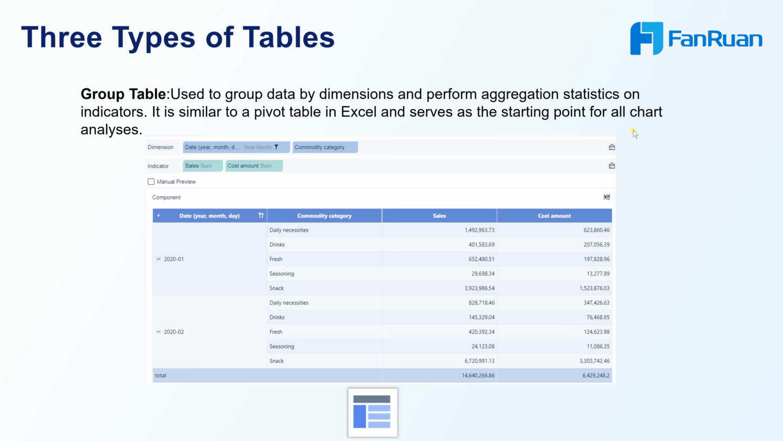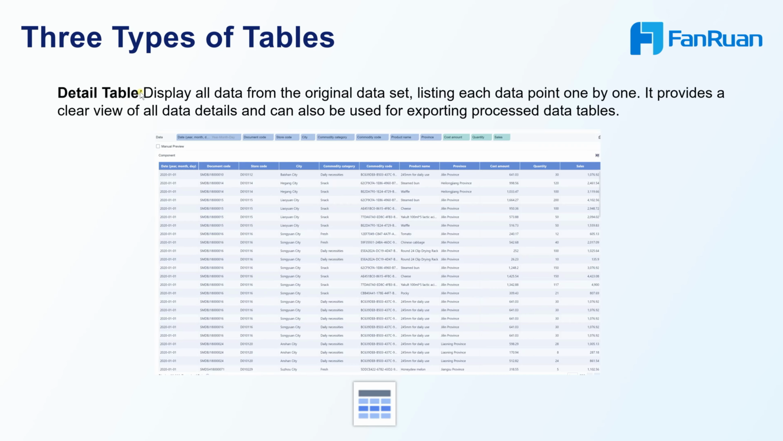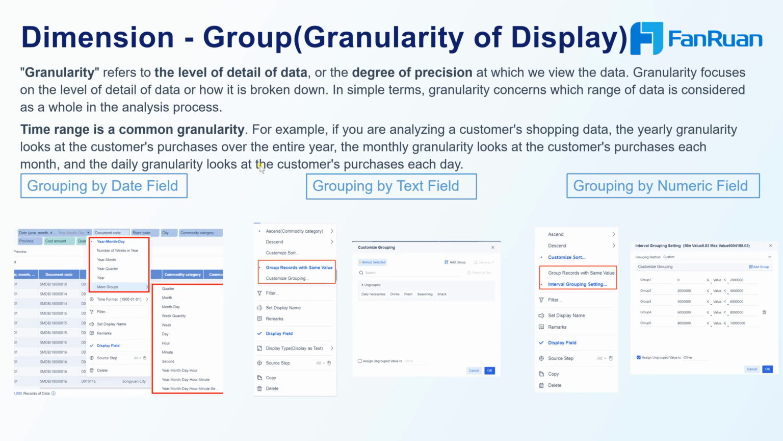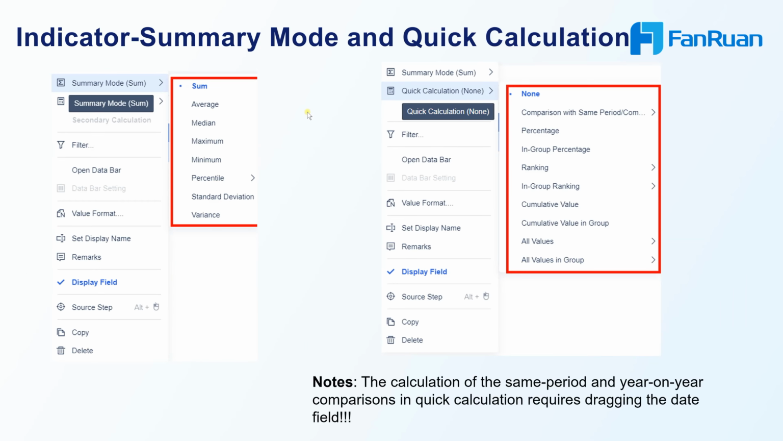Let's summarize. In this section, we covered 3 types of table displays: group table, cross table, and detail table. Each type has its own specific use cases and characteristics. Here are their corresponding icons. Next, we talked about the attributes and settings of fields under the dimension category. For example, different types of fields have different grouping settings. We also discussed how to summarize indicators, apply quick calculations, and adjust value formats.